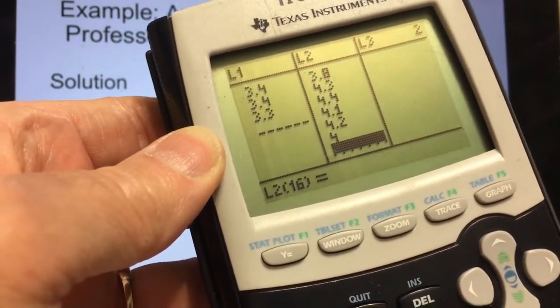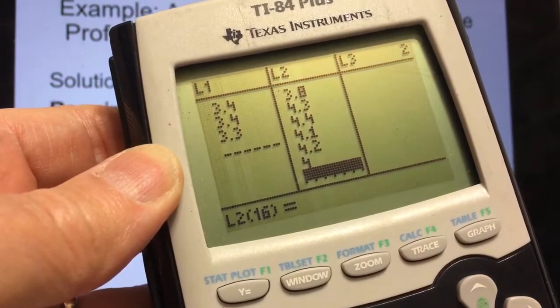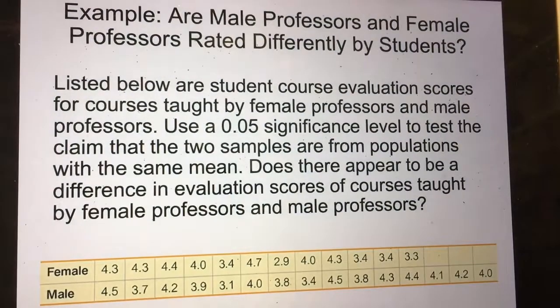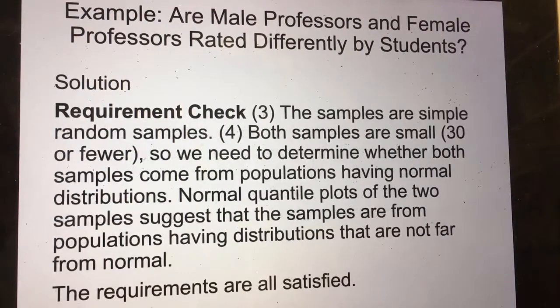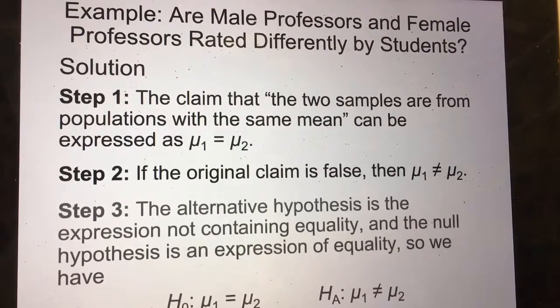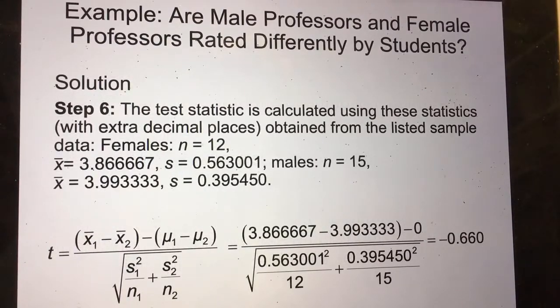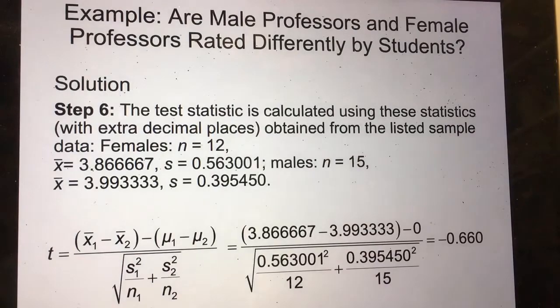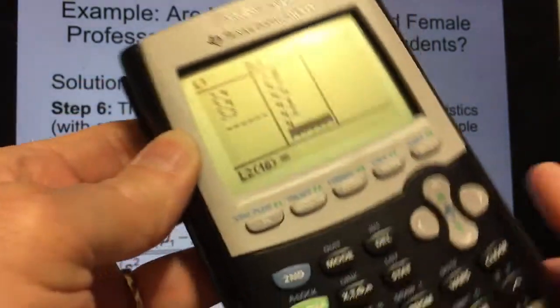The two samples are not the same. One's females and one is males. But when I go back here, that's where I got those stats. So notice that after they did the requirement check, they calculated for us those stats. Okay, well, suppose you had to do that on your own. So here I've got my L1 and L2. So they're already entered in.